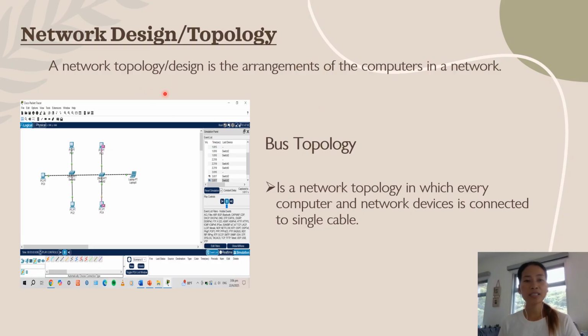Next is network design topology. Network design topology is the arrangement of the computers in a network. So this is the first sample of a topology. This is a bus topology. It is a network topology in which every computer and network device is connected to a single cable. This is a sample of a bus topology which I made in Cisco Packet Tracer. This is the one cable that connects them.